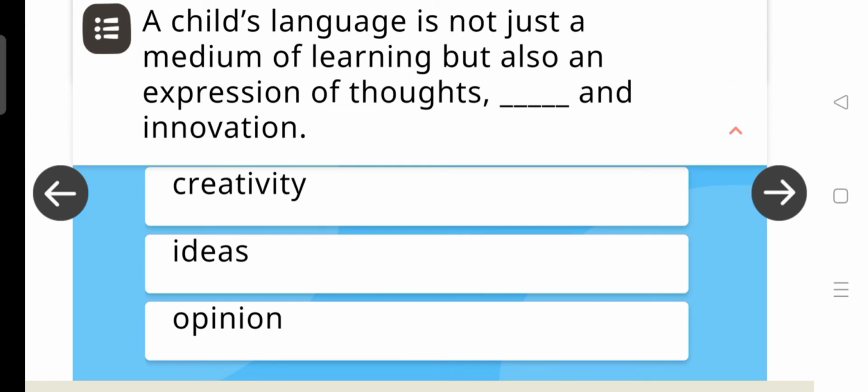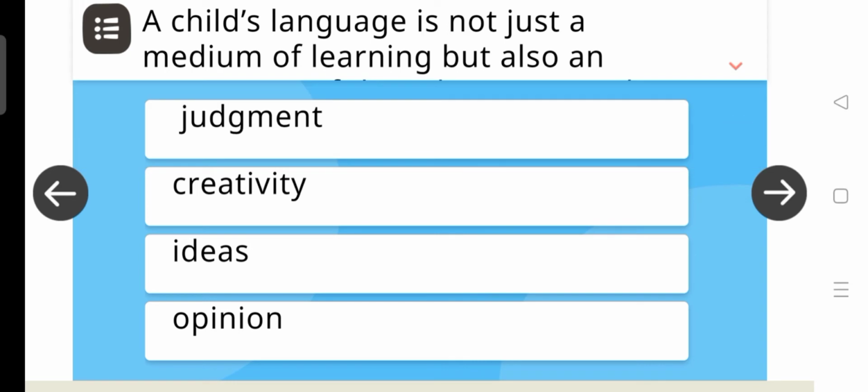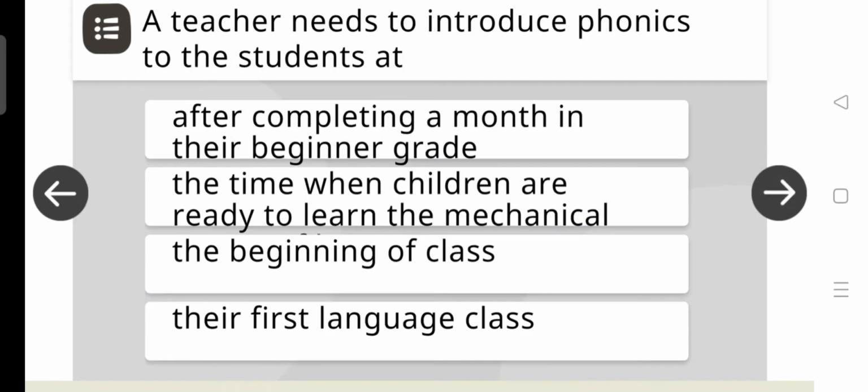A child's language is not just a medium of learning but also an expression of thoughts, innovation, creativity. The teacher needs to introduce phonics to the students at the time when children are ready to learn the mechanical.